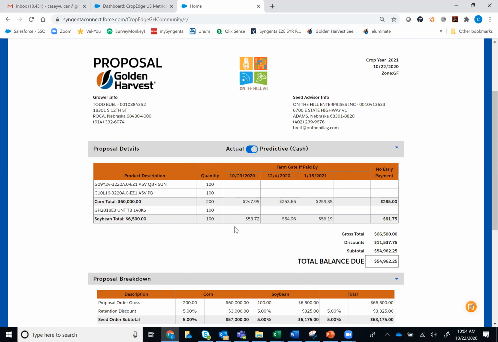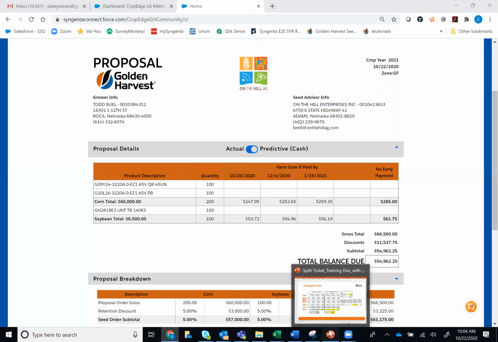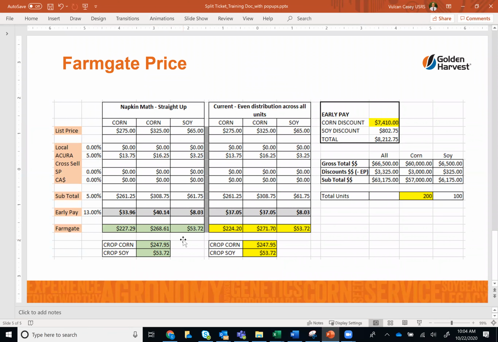We're in the process of working through a distribution that's more in line with what the napkin math shows, but I'm not implementing that until after the first early pay period, so sometime later next week.